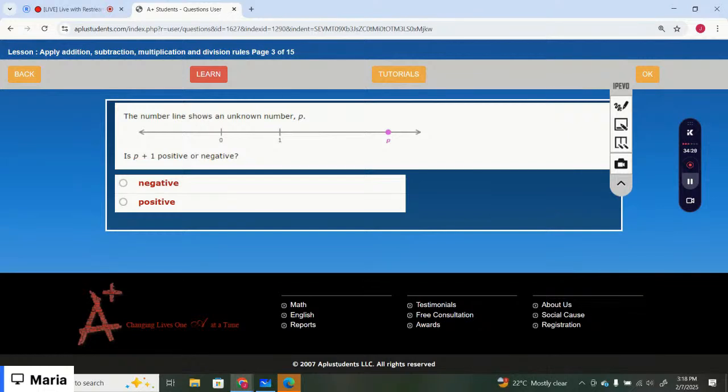The number line shows an unknown number P. Is P plus 1 positive or negative? P is positive, so the sum of two positive numbers is always positive.